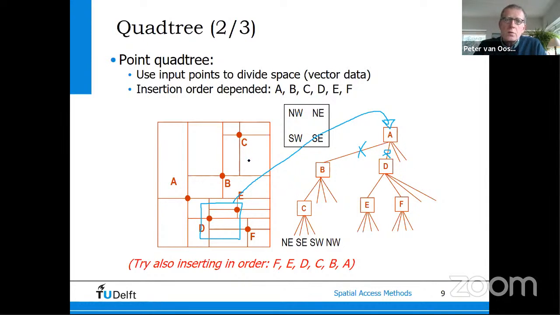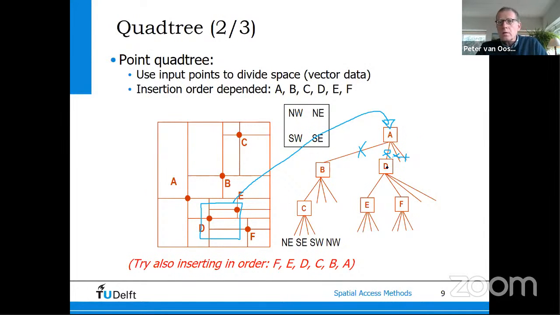I check also with the southwest over here. No, there is no overlap. And I also check for overlap with the northwest. Okay, also no overlap, so I don't have to check these branches. So then I arrive at this level. And by the way, the blue box does not contain A, so A is not reported.